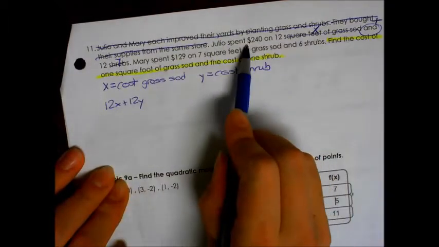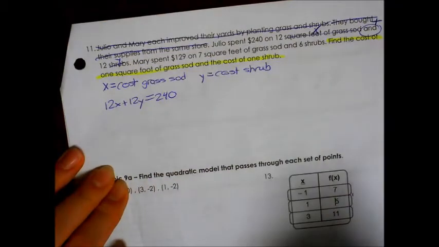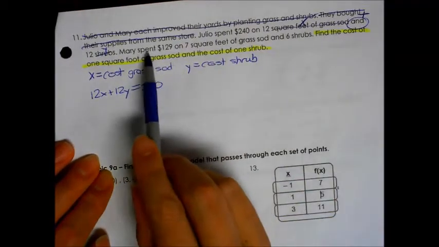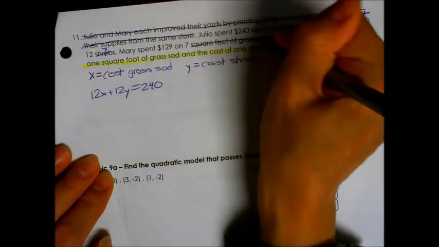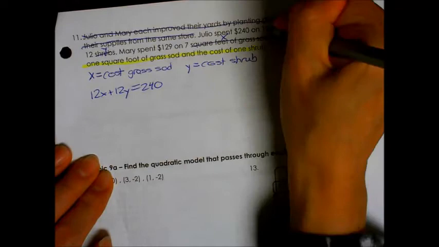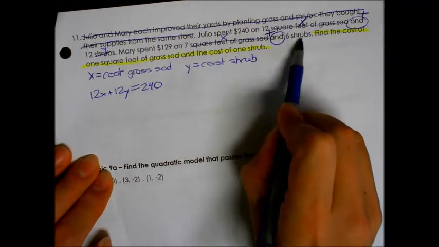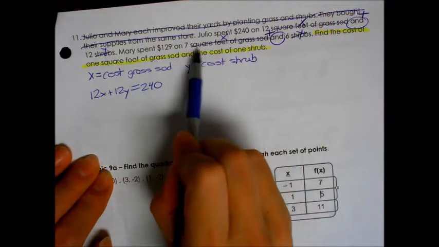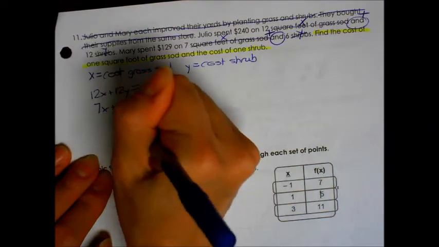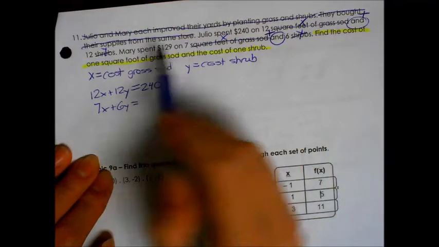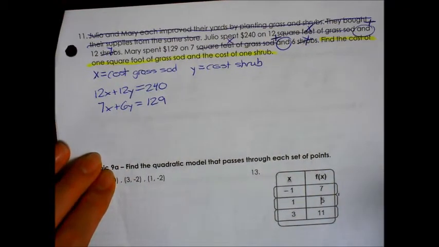And what does it equal? Well, it equals what he spent. He spent $240, so it equals 240. We do the same thing with Mary. 7 square feet of grass sod. So we said grass sod is x. Let's replace that with x. We said and means plus. Let's replace that with plus. And we said shrubs are y. So now we have 7x plus 6y. And what does that equal? Well, it equals what she spent. She spent $129. There's my 2 equations.